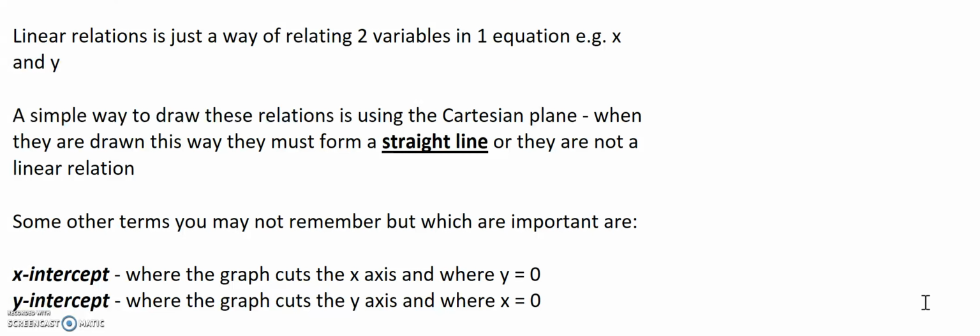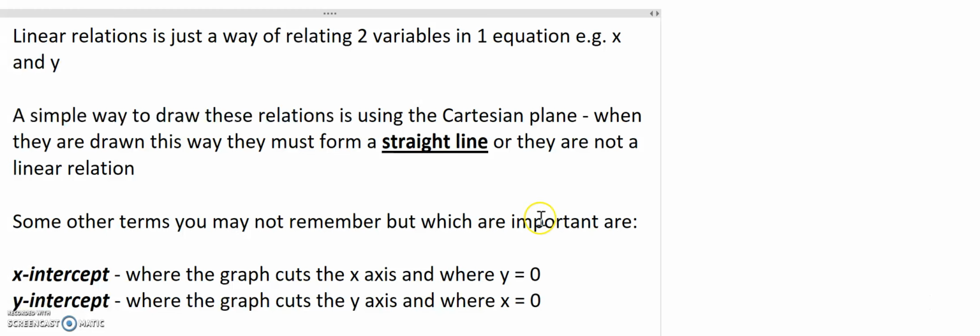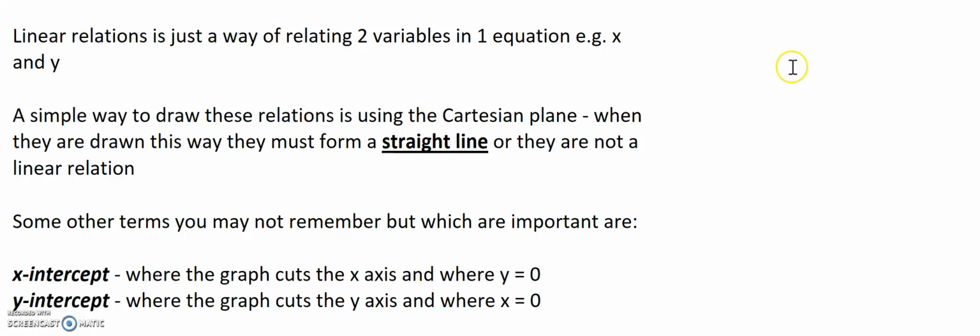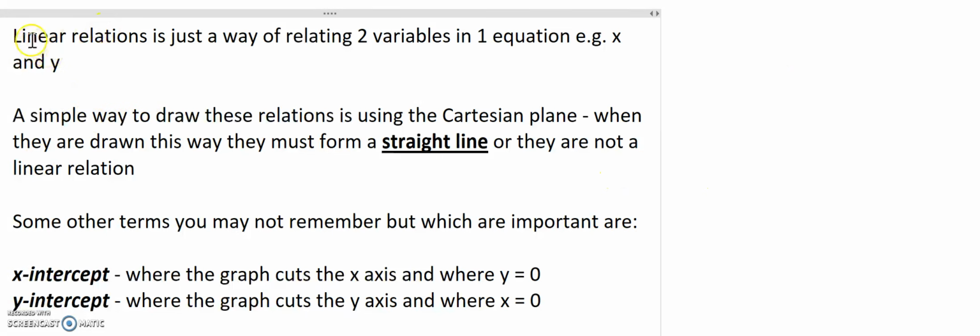Linear relations, now some of us might remember from last year, linear relations means that we are finding out the relationship between two variables, generally one being x, the other one being y. And the relationship that we determine is based on an equation. So as it said over here, linear relations is just a way of relating two variables in one equation.